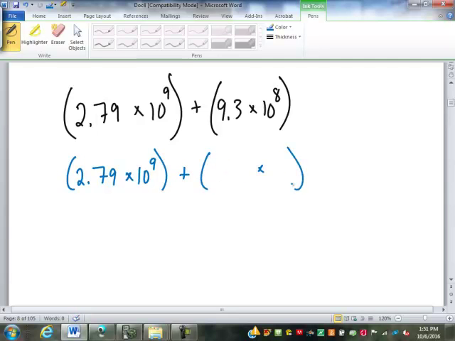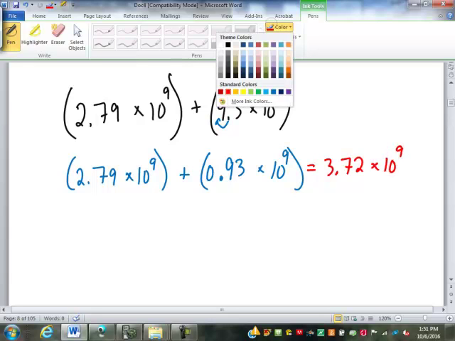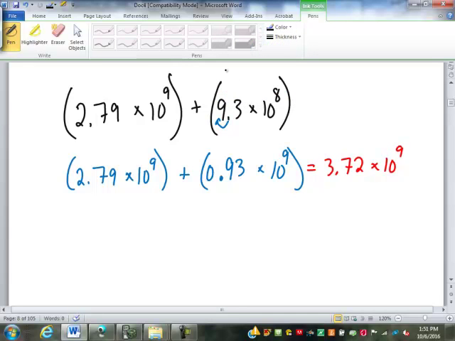Over here, let's change the power of 10 first. This is times 10 to the 9th we want it to be. Did the power of 10 get larger or smaller? It got larger, so the number has to get smaller. This got larger by 1. This gets smaller by 1 place value. So that's now 0.93. I'll put a 0 in front of it. So now we'll add 2.79 plus 0.93 is 3.72 times 10 to the 9th. Make sense?